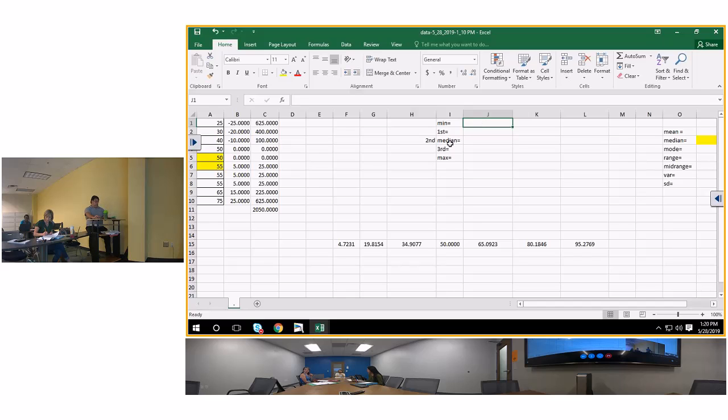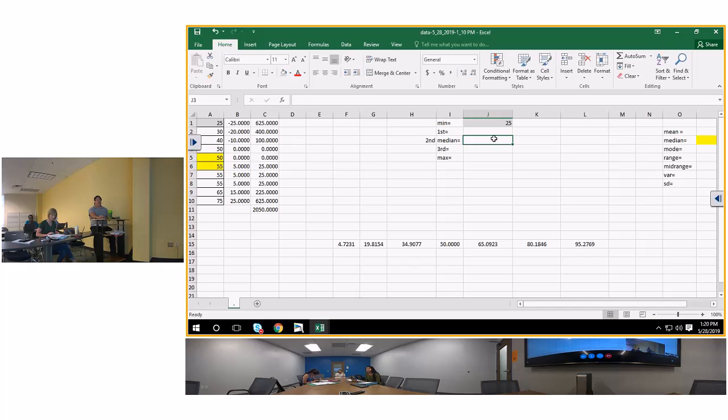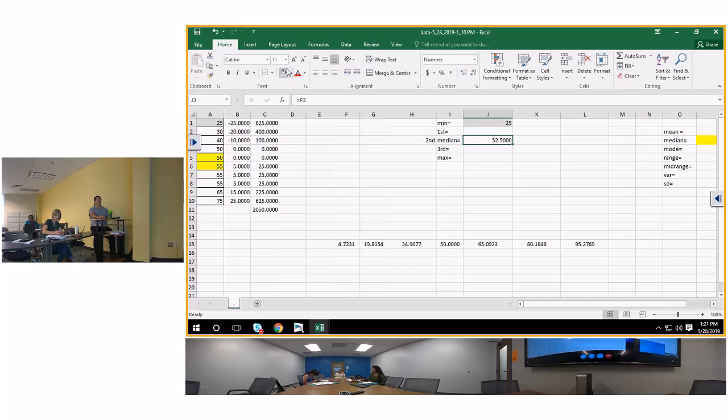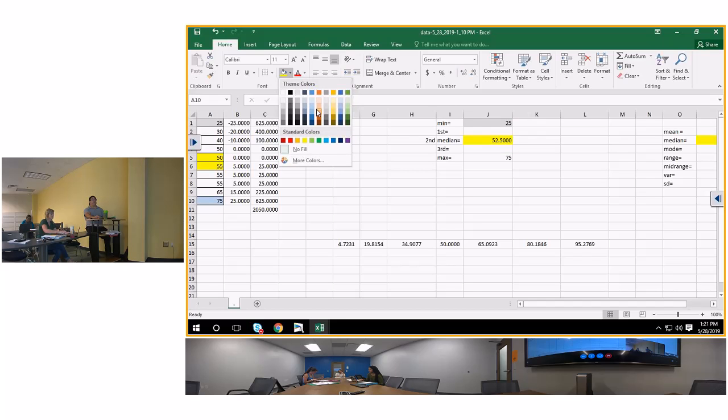So the min equals that number, and we'll call that gray. And then our median is going to be equal to that number, and that is that color. Our max is equal to that number, and we'll make that burnt orange.